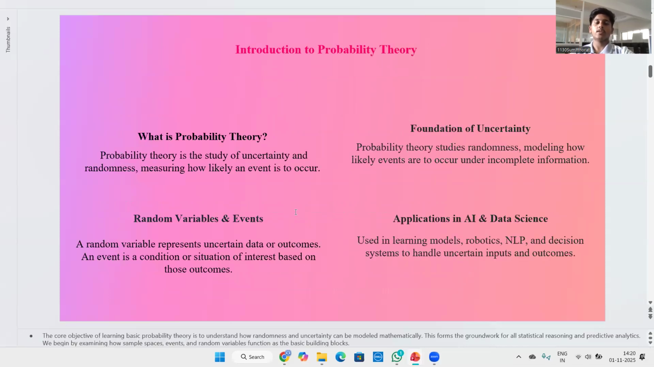Next slide, we see Introduction to Probability Theory. Probability theory is a branch of mathematics that deals with randomness. It is used to assign numbers to uncertain outcomes and make predictions. For example, when we toss a coin, probability tells us the likelihood of getting heads or tails. It's a key component in data analysis, statistics, and AI algorithms. By learning probability, we prepare to handle uncertainty scientifically. It also helps build predictive models that guide intelligent decision making.